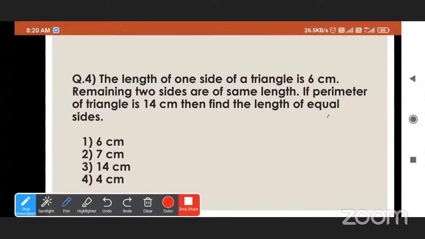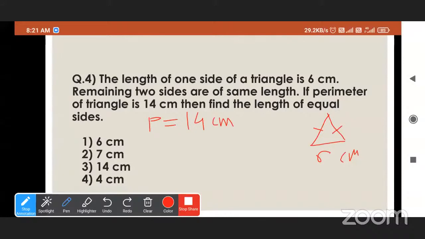See here, this is a triangle and one side is given, that is 6 centimeter, and the other two sides are equal to each other. Means if the length of one side is 4 centimeter, then the other must be 4 centimeters. Remaining two sides are of same length, means the length of the other two sides are equal. If perimeter of triangle is 14 centimeter, then find out the length of equal sides. So here P given is 14 centimeter.